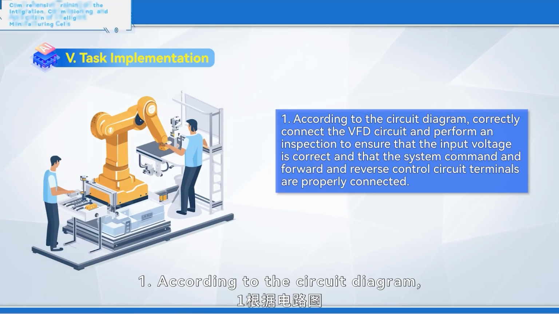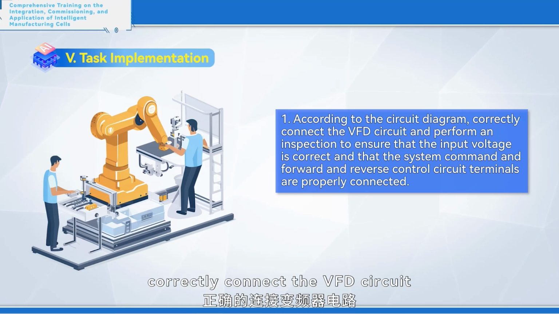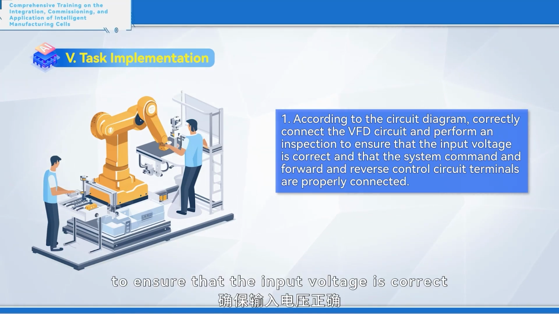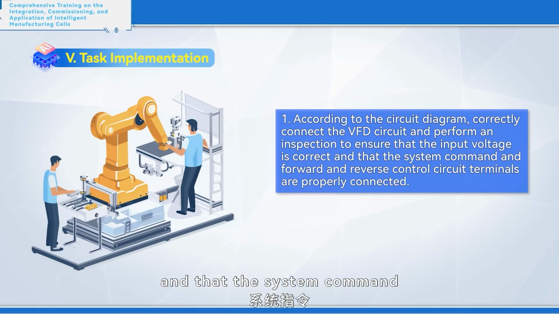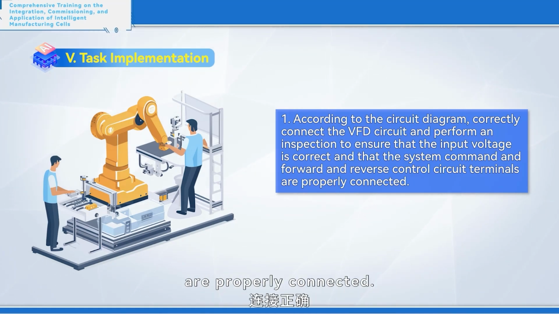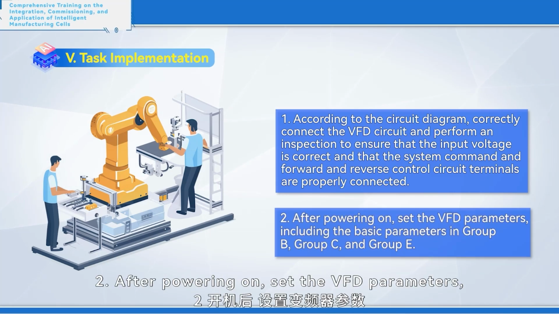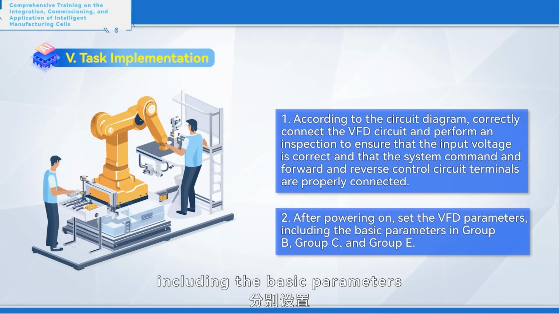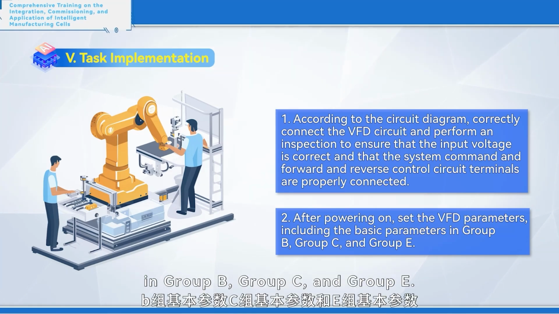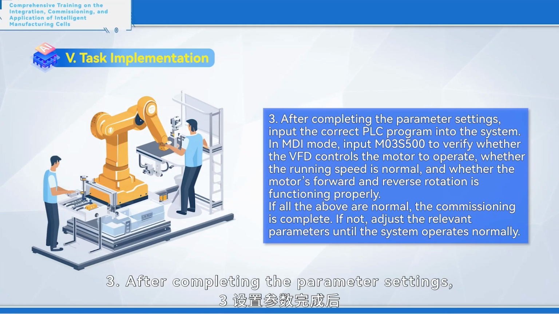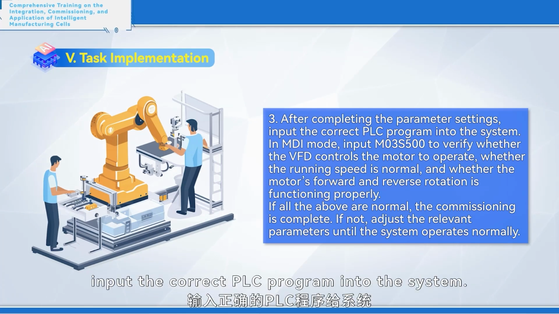5. Task implementation. 1. According to the circuit diagram, correctly connect the VFD circuit and perform an inspection to ensure that the input voltage is correct and that the system command and forward and reverse control circuit terminals are properly connected. 2. After powering on, set the VFD parameters, including the basic parameters in Group B, Group C, and Group E. 3. After completing the parameter settings, input the correct PLC program into the system.